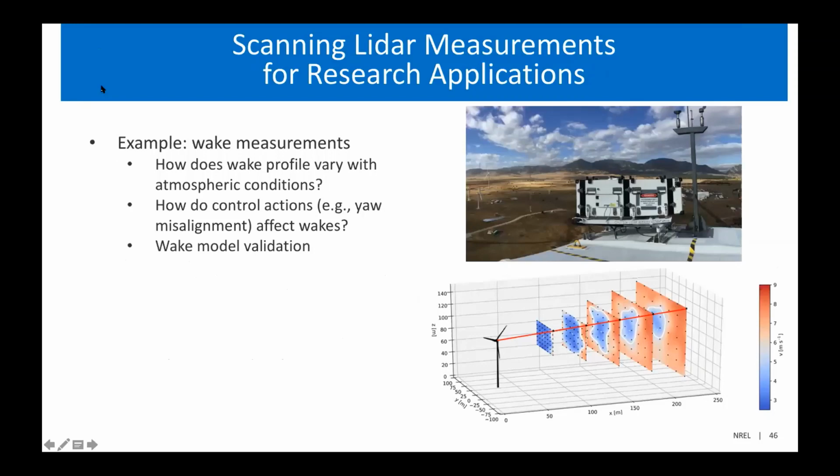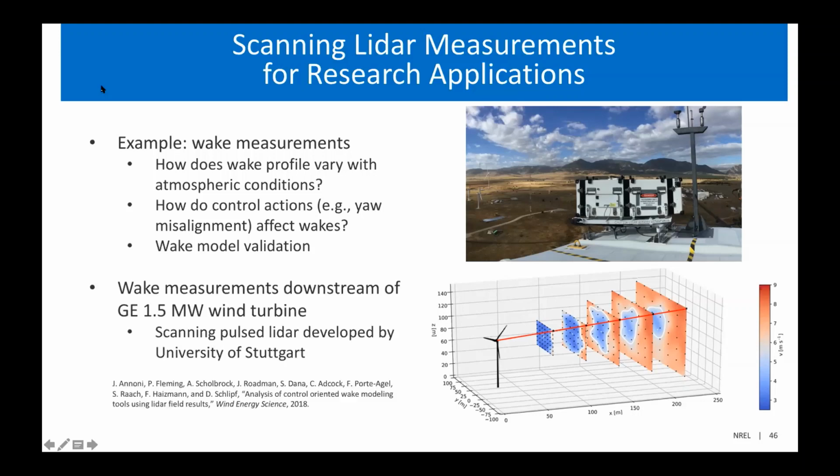So real quickly, the last application area is scanning LiDAR measurements for research applications. They can be very useful tools for doing research on turbines. One example is wake measurements. So we might want to know how the wake profile varies with atmospheric conditions downstream of the turbine. How do control actions such as yaw misalignment affect the wakes? And then we could use this information to help validate some of our engineering wake models used for wind farm design.